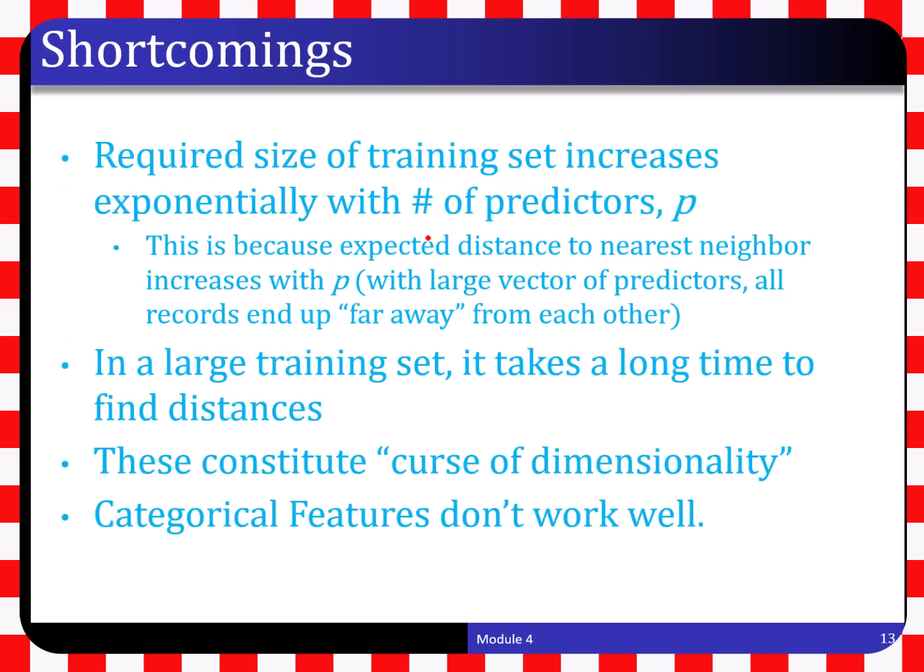So what are the shortcomings? Well, the required size of the training set increases exponentially with the number of predictors. In my example that I showed you, I assumed that K is equal to 3, and there are only 2 predictors, X and Y. If there were 10 predictors, the situation would be overly complicated. And in a large training data set, it takes a long time to find the distances between every single point, and these constitute the curse of dimensionality. Also, categorical features do not work very well with the K nearest neighbors algorithm.